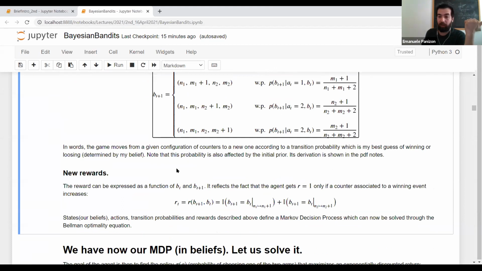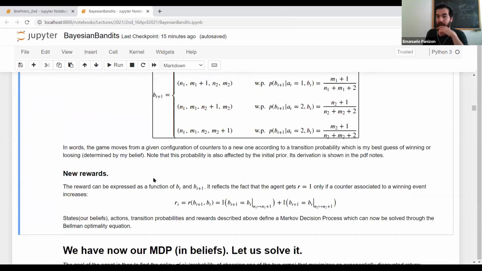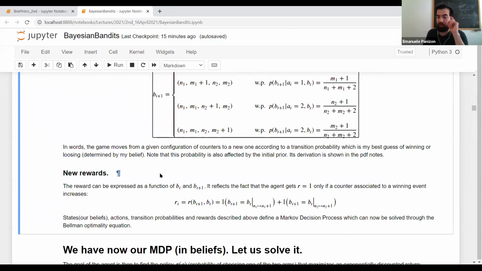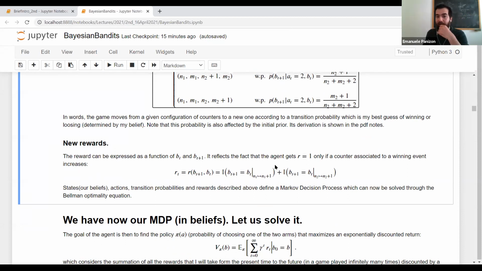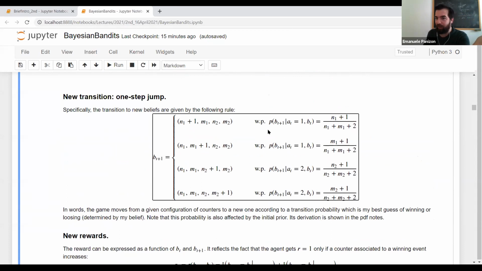As I was pointing out, in the PDF you can have a more detailed and technical discussion of how this integration works. But I hope that at least the general idea is not too counterintuitive. So for the new rewards, I have to calculate the reward function given a belief. And actually, they are the same as the transition.